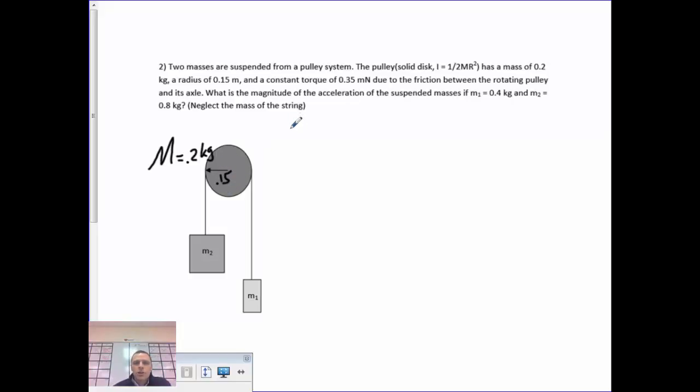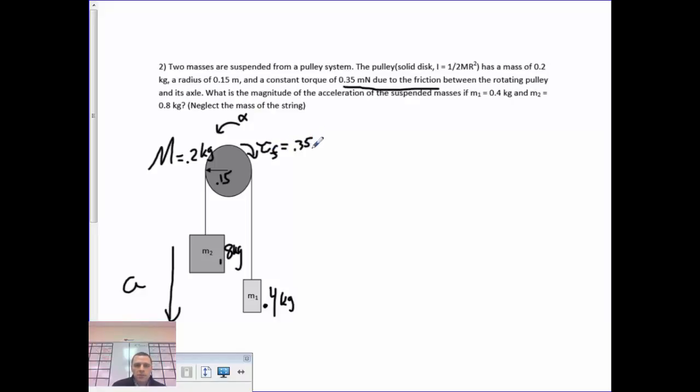A constant torque of 0.35 meter newtons due to friction. That's a little new. The suspended masses, mass 1 is 0.4, mass 2 is 0.8. So just to get a quick idea of what's going to happen here, there's going to be an acceleration that way, a turning that way, an angular acceleration. So the friction is going to oppose that. So torque due to friction is 0.35 meter newtons. That's going to be a clockwise friction.